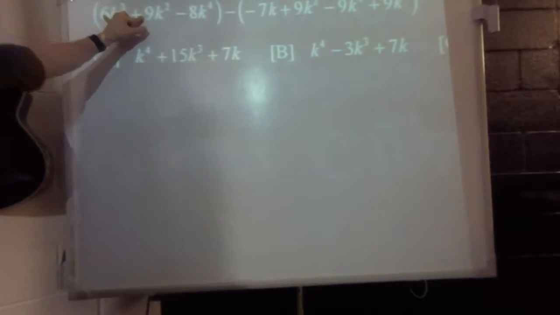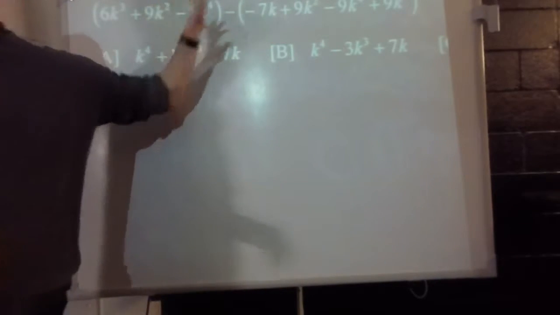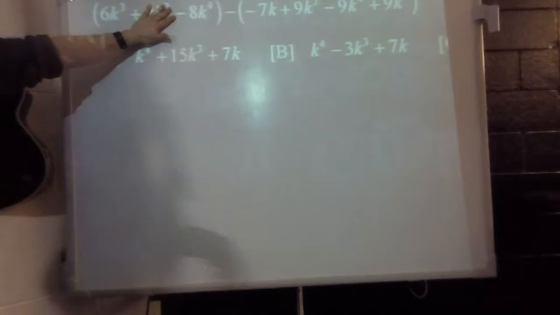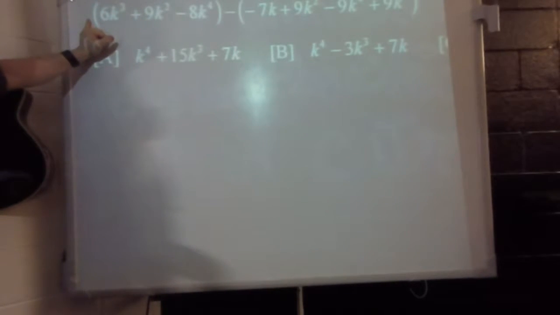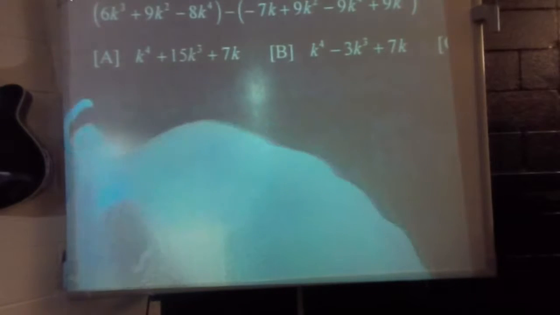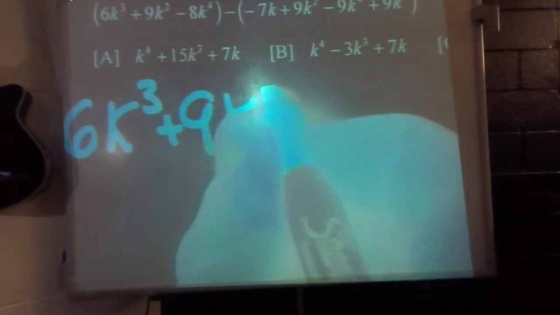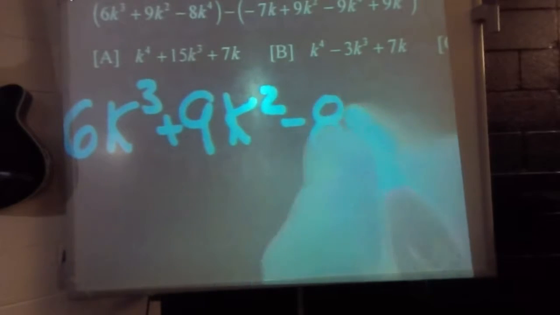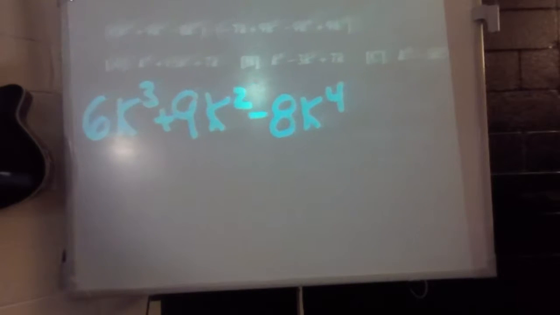All right, we've got a trinomial and then a polynomial with 4 terms, and I'm subtracting it. So what I want to do is ask, this trinomial right here, do I have anything out here to distribute? No. So it stays the same. I'm just going to write those 3 pieces down: 6k^3 plus 9k^2 minus 8k^4. There you go. I'll zoom out a little bit.